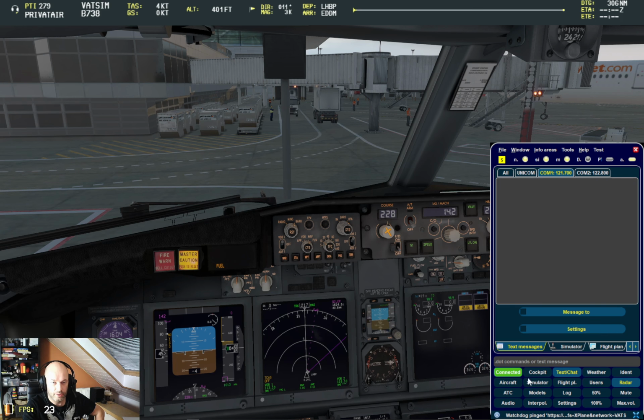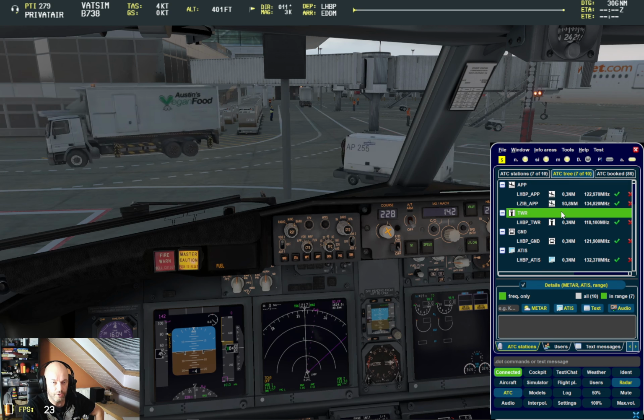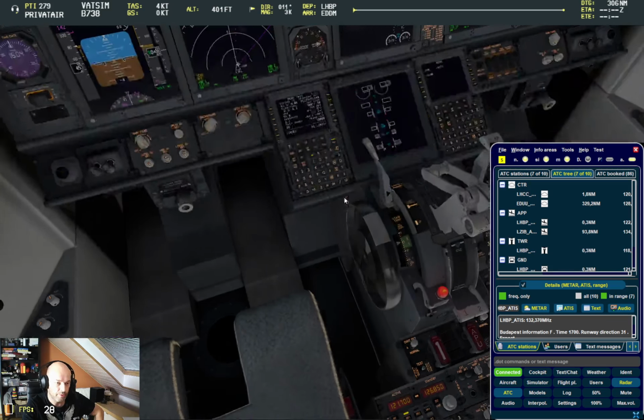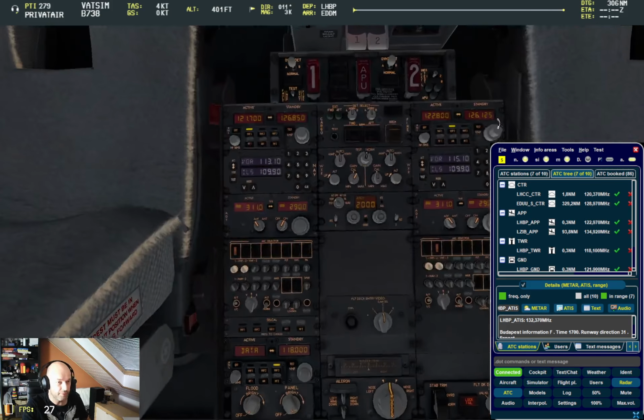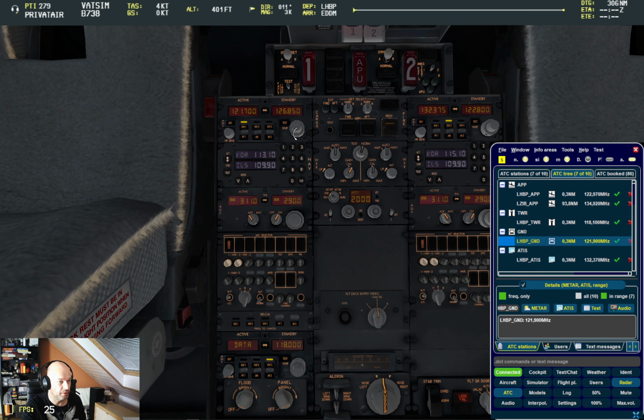Let me quickly select COM1 for the ATC chat, and on the ATC list I take the tree view, and we get the ATIS is 132.37. Let's see if, hopefully, for a change, we have a working voice ATIS today or not. No. No. In the meantime, we can preset ground 121.9.